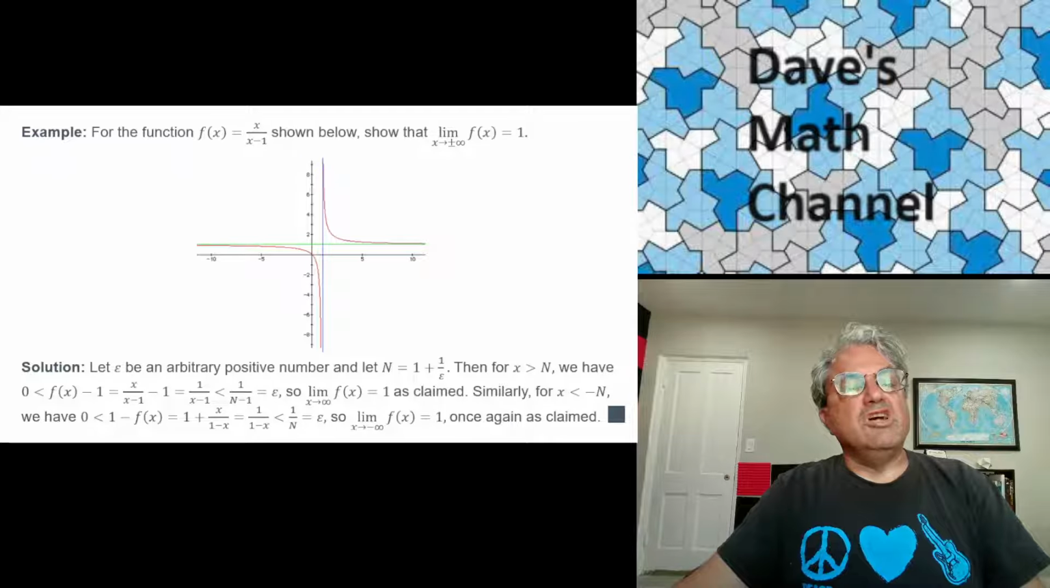So then let's see what happens when x is greater than n. Well, in this case, you can just calculate f of x minus 1, which is going to be positive in this case. It's going to be x over x minus 1, which you can work out. That's just 1 over x minus 1. And since we're letting x be greater than n, that's less than 1 over n minus 1 because it's decreasing. And that, by definition, is equal to epsilon.